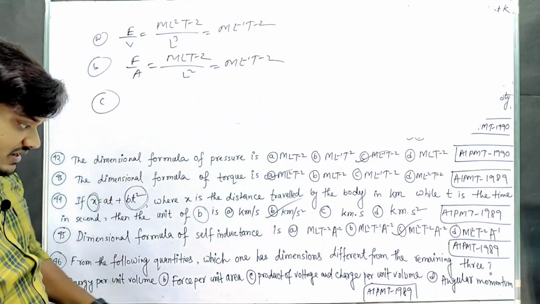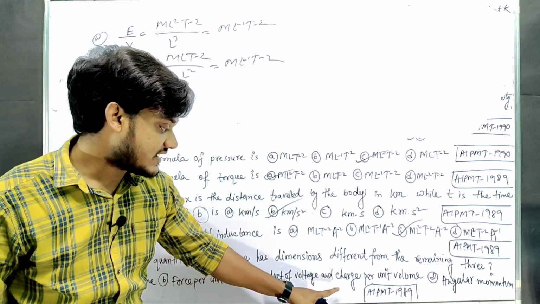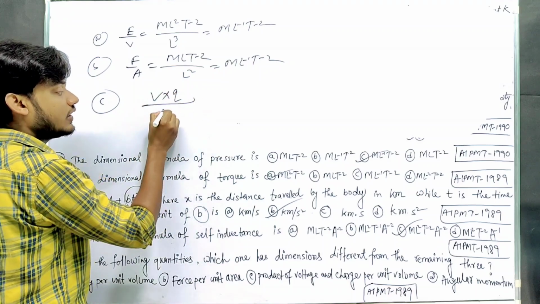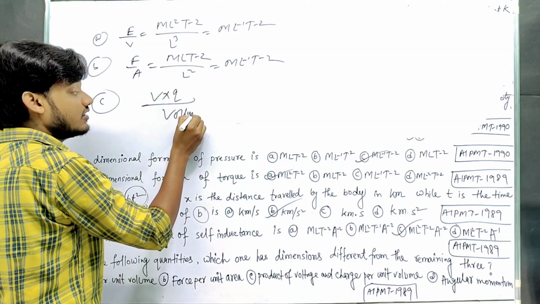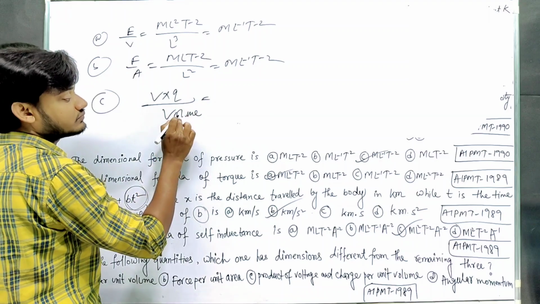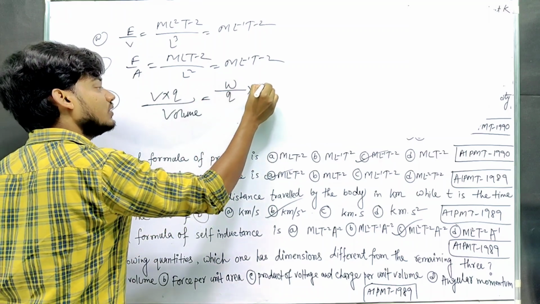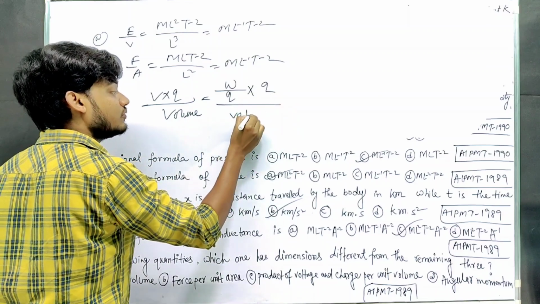Next, option C, product of voltage and charge per unit volume. Voltage V and charge Q per unit volume. We know potential V equals W by Q, into Q by volume.